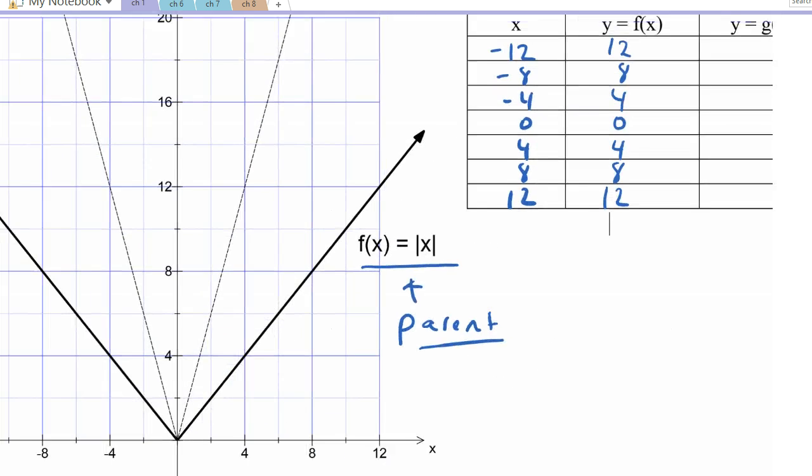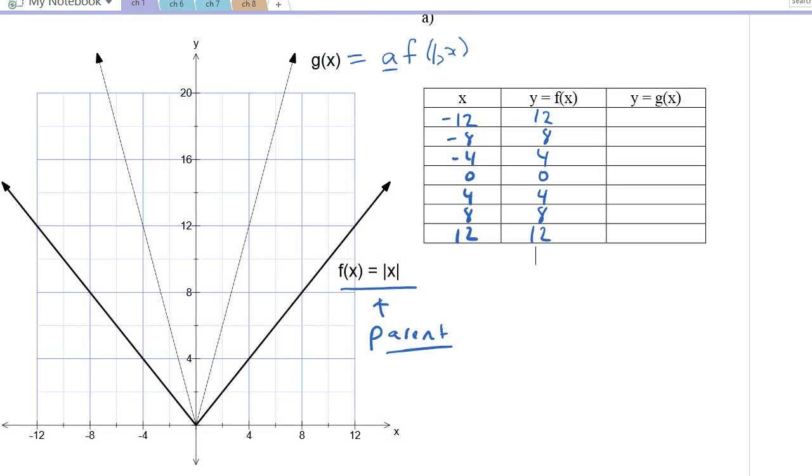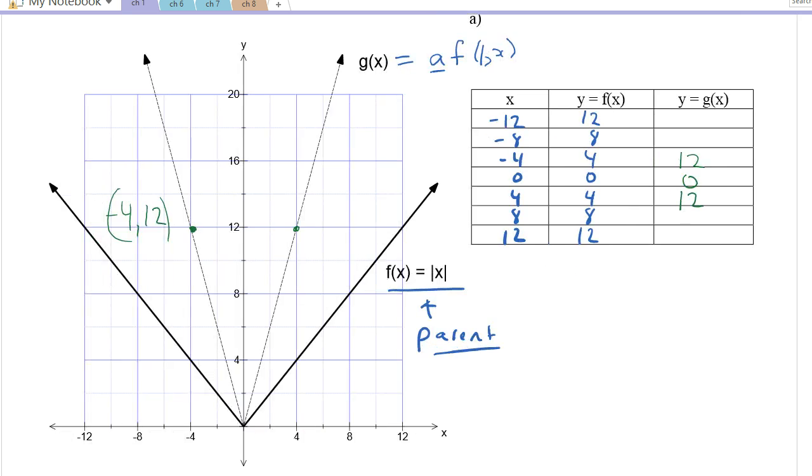And now let's take a look at my new function, g of x. So my negative 12, I don't really see one, do I? But if I go to negative 4, so when x is negative 4, what's my y value? Now it's all the way up to 12. So at negative 4, here I can put a 12. At 0, I get a 0 again. At 4, here I get a 12. What would I get at 8?